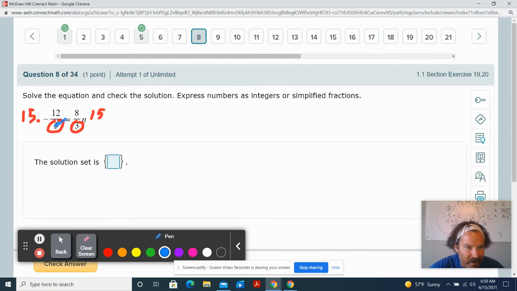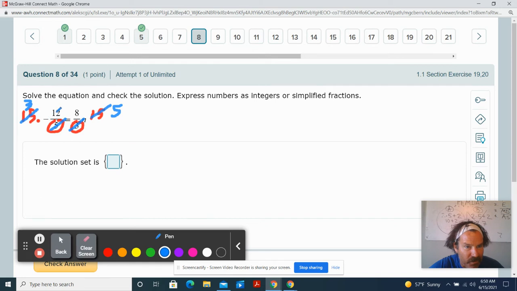This 5 cancels with this 15 and makes a 3. And this 3 cancels with the 15 and makes a 5. So basically, I now have no more fractions. The fractions' denominators canceled. I put 5 into 15, and I put 3 into 15. Now I have an equation that I can rewrite.